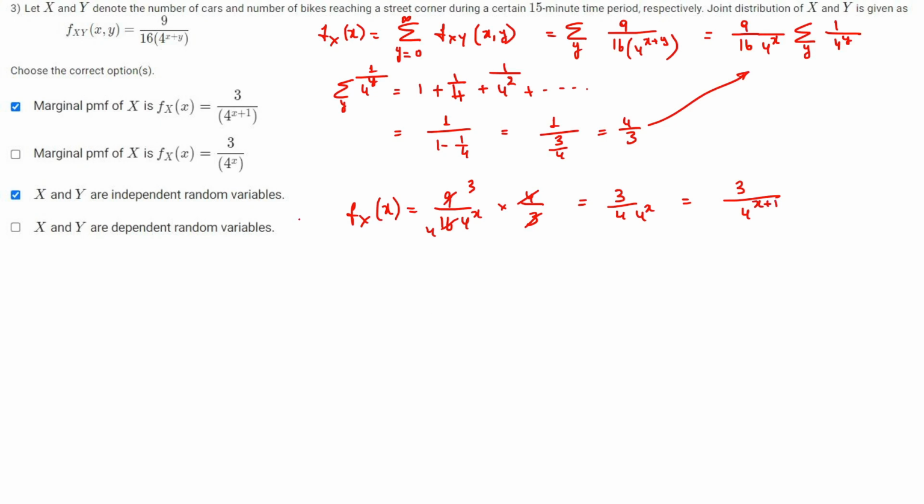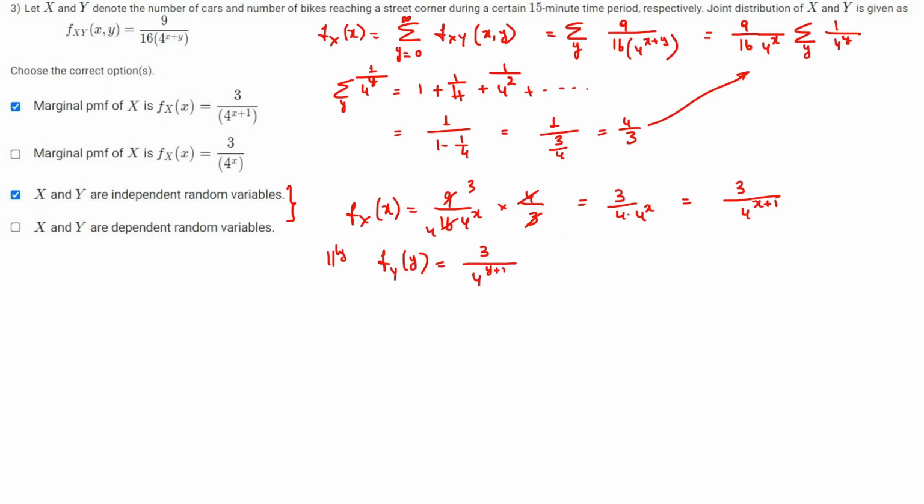Now, what is the second question? Second question, they have asked us to find the dependency, right? So similarly, using the same type of derivation, instead of summing over x, I'll sum over y, which will yield me fy of y, which will be equal to 3 by 4 to the power of y plus 1. So how to find out the dependency?